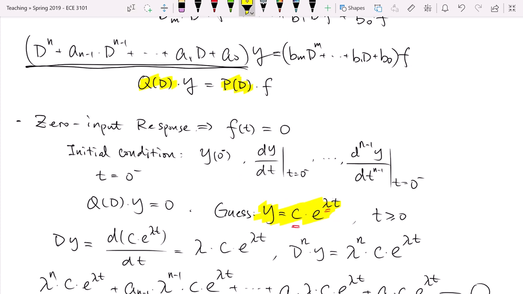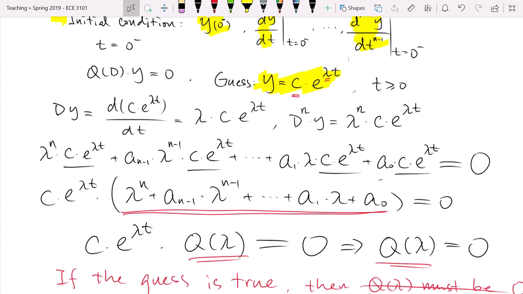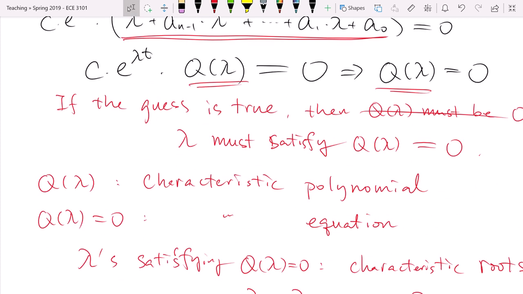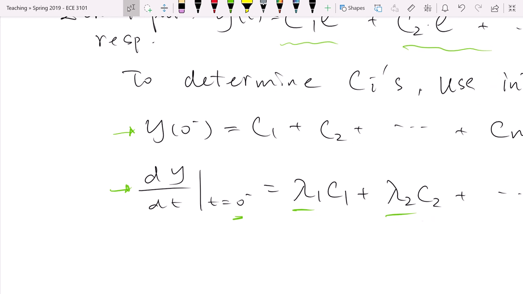So here you can see these are the initial conditions: y, the first derivative, up to the n minus 1th order derivative. These are the usual initial conditions we use in order to find these c coefficients.